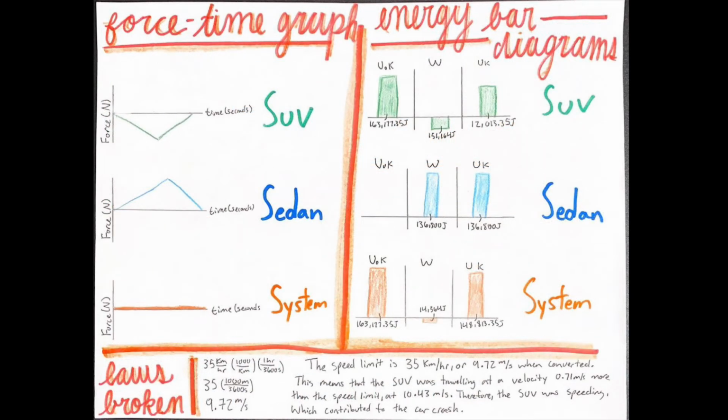The force time graph demonstrates the impulse and the change of momentum in the system. The SUV has a negative graph while the sedan has a positive graph. The system is a flat line because there are no outside forces impacting the system.